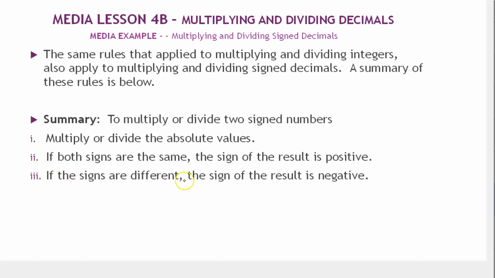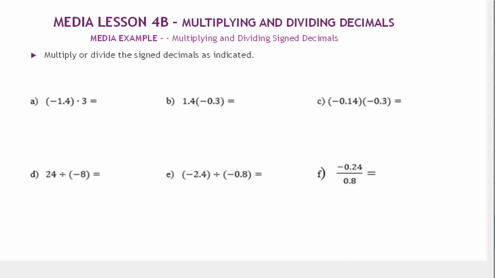However, if the signs are different, the sign of the result is negative. So if you're multiplying a positive and a negative in either order, the result is negative. And if you're dividing a positive by a negative or a negative by a positive, the result is going to be negative. So let's do a couple of examples.